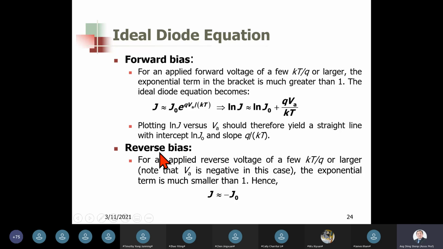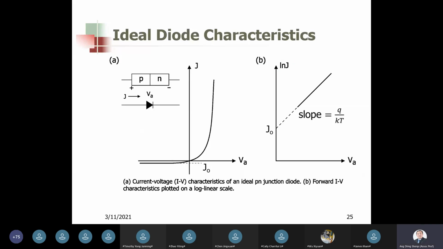Now under reverse bias, I've already discussed this. The current will become a constant, minus J naught. J naught is called the reverse saturation current or current density. Now this is for the ideal diode. So that will be the IV characteristic of the ideal diode. Under forward bias, the current rises exponentially with the applied voltage, and under reverse bias, it saturates at a certain fixed value, J naught. Minus J naught simply denotes the opposite flow of the current under reverse bias.